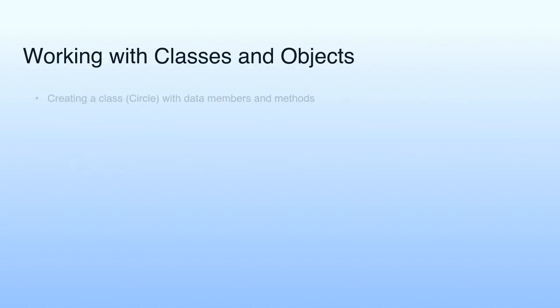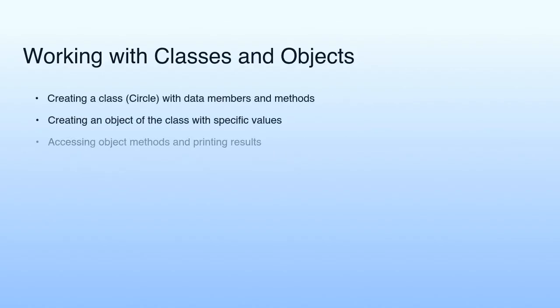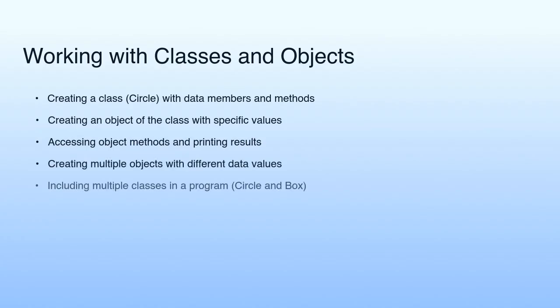It then moves on to demonstrate working with classes and objects by creating a circle class with data members and methods, followed by instantiating objects of the class with specific values, accessing object methods, and creating multiple objects with different data values, even including multiple classes like circle and box in a program.